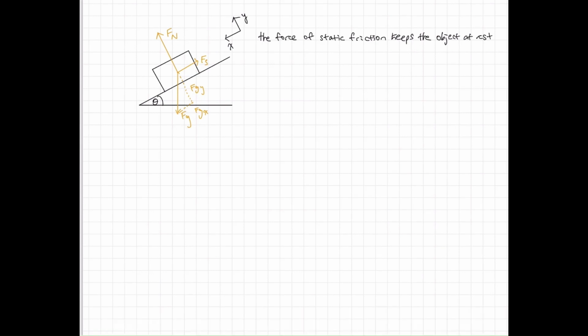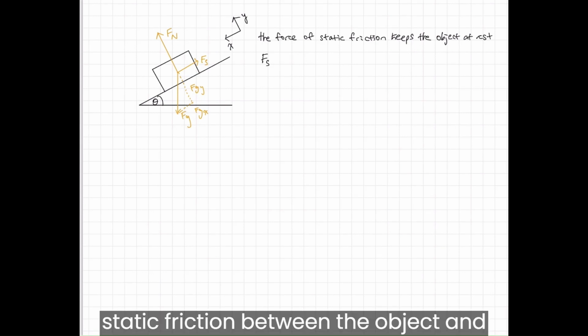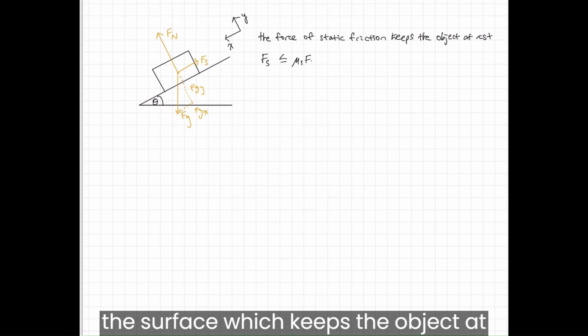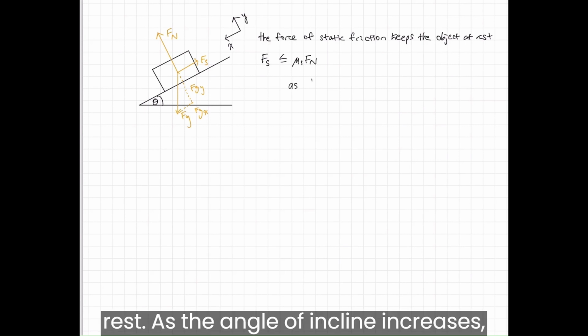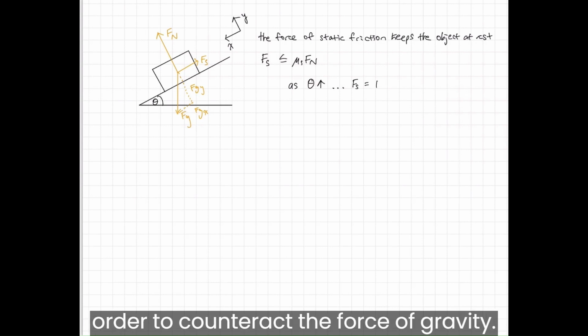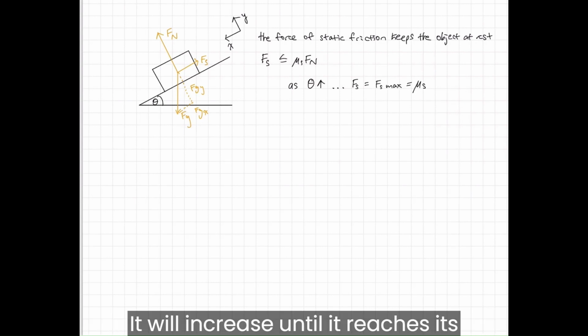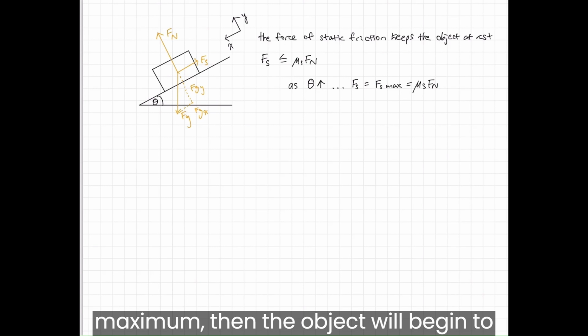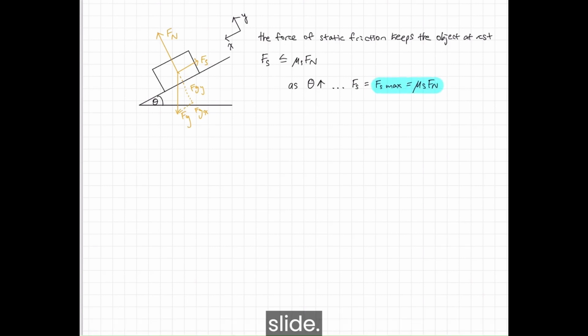However, there is usually a force of static friction between the object and the surface, which keeps the object at rest. As the angle of incline increases, the force of static friction increases in order to counteract the force of gravity. It will increase until it reaches its maximum. Then the object will begin to slide.